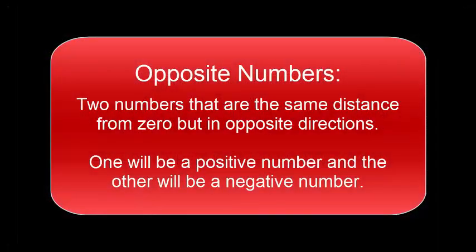In this lesson, we talked about opposite numbers. The opposite of a number is the same distance from 0, but in the opposite direction as the first number. One number is going to be a positive number, and the other is going to be a negative number. It'll be really easy to find the opposite of a number. Just add or remove the negative sign.